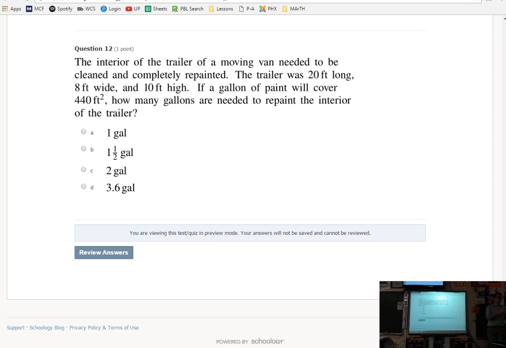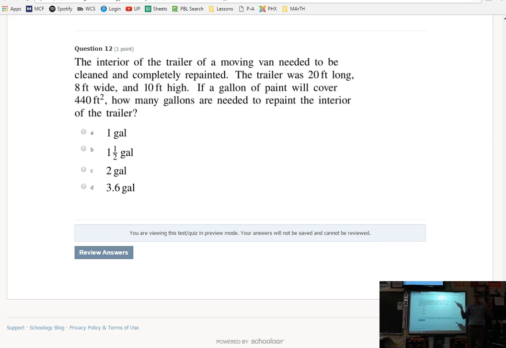Total surface area, right? Now, some people are like, why would you paint the floor? Those trailers are made out of wood, and a lot of times you got to protect that stuff from the weather and chemicals and things like that. So you paint it with stuff like Kills, where it seals the wood. So you really would paint the floor, the ceiling, everything. So we just want to calculate surface area.